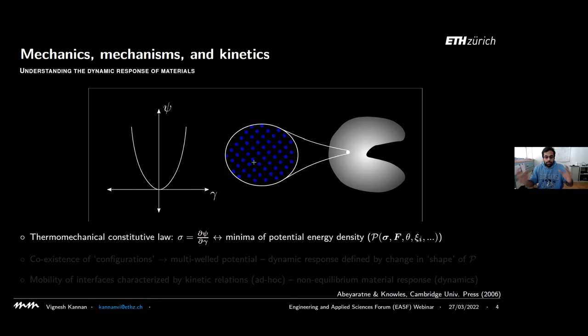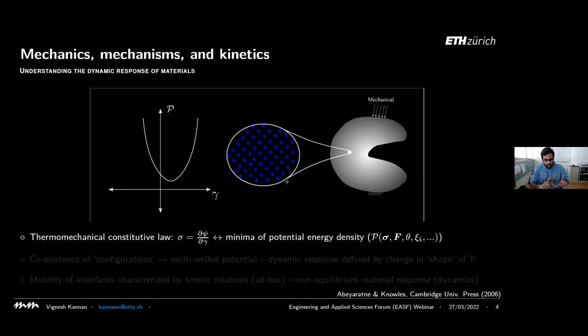And the material is defined by a particular free energy density, right? And we all know that if you apply some sort of stimuli to this body, which is in this case mechanical, you will have a shift in this minimum potential energy density, which we'd call the potential energy density. And the minima of that would basically identify the state of the system. In this case, it would be the stress of the material as a function of strain.